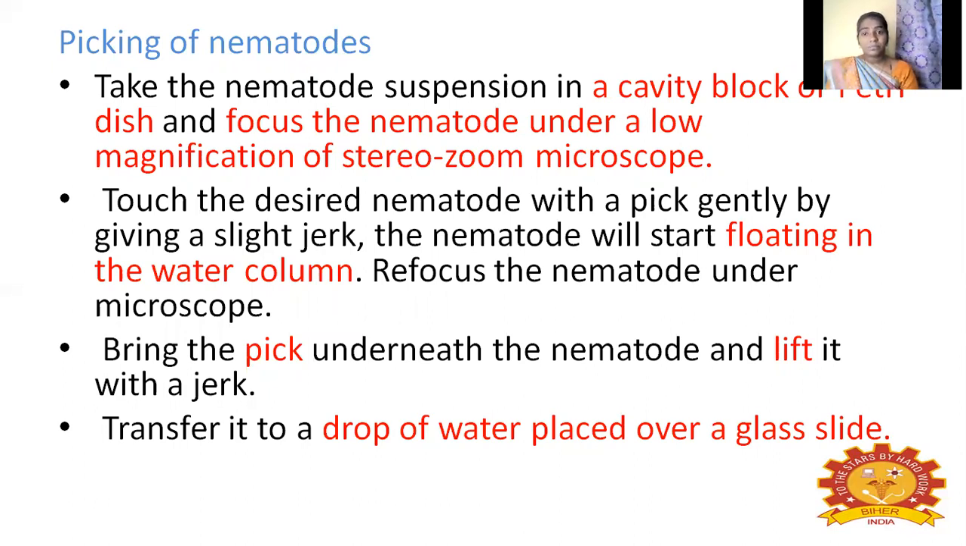Touch the desired nematode with the pick gently, giving a slight jerk. The nematode will float. The nematode started floating in the water column. We can gently pick the floating nematode. We can refocus this under the microscope.